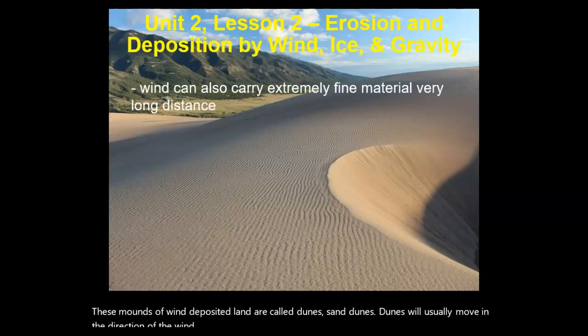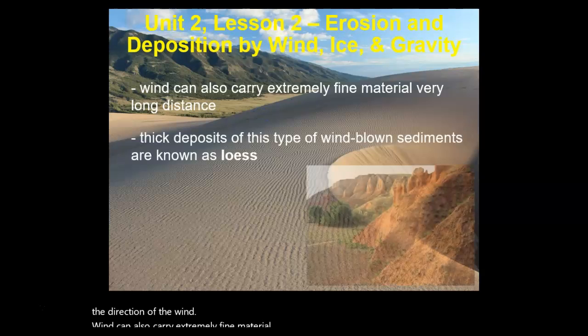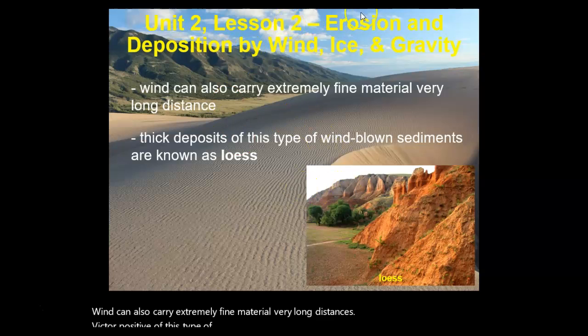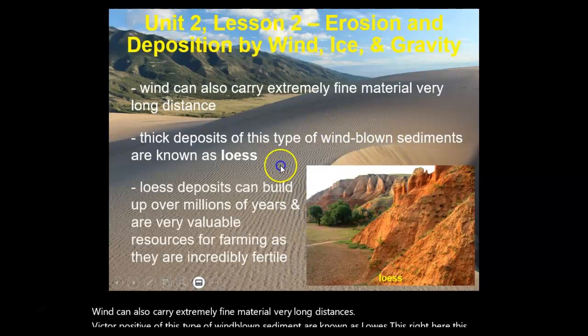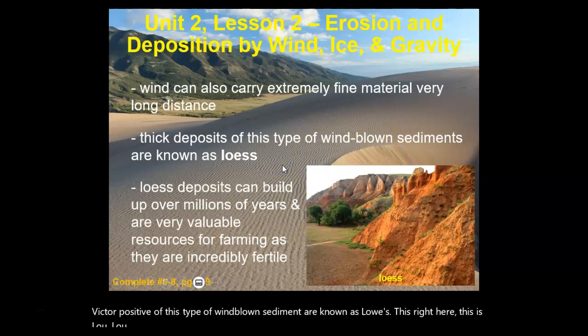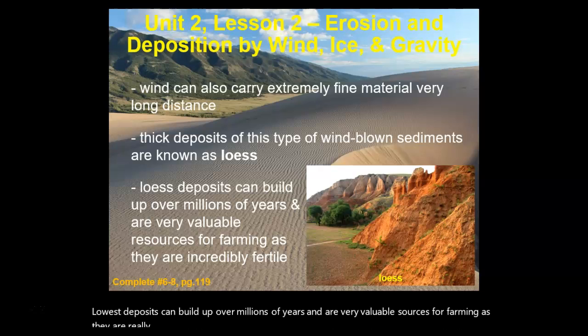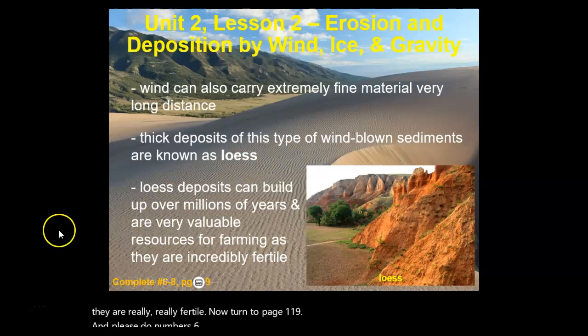Wind can also carry extremely fine material very long distances. Thick deposits of this type of wind-blown sediment are known as loess. This right here, this is loess. Loess deposits can build up over millions of years and are very valuable sources for farming as they are really, really fertile. Now, turn to page 119 and please do numbers 6, 7, and 8.